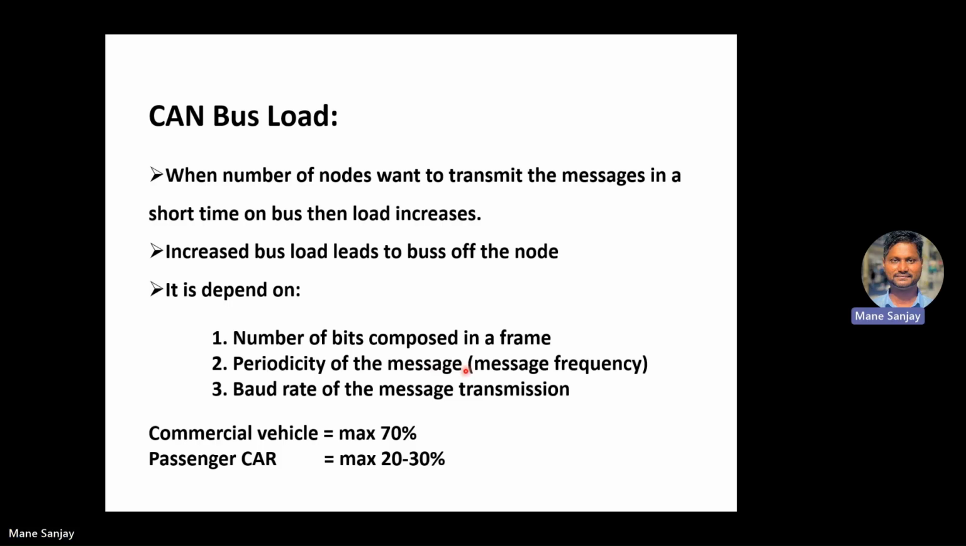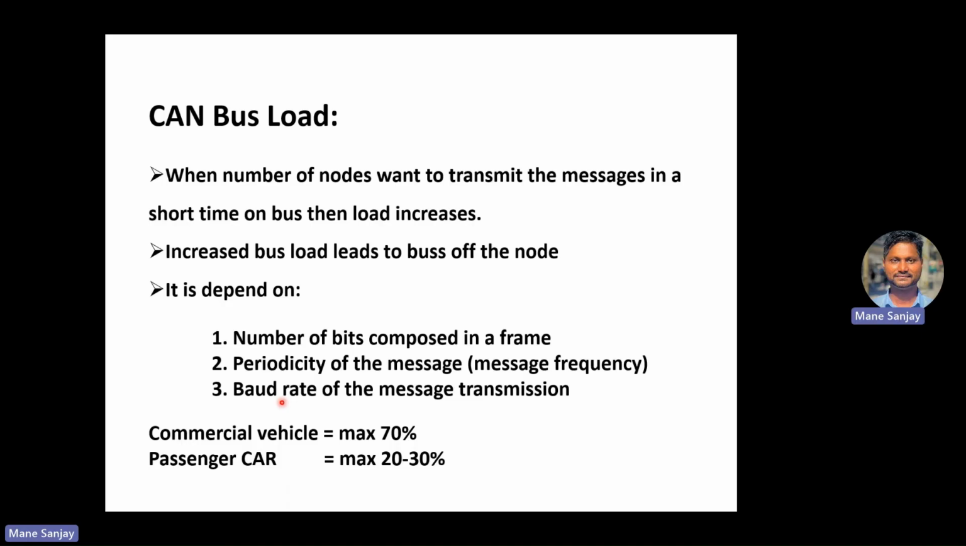Periodicity of the message is very important. If I am sending a message with the highest periodicity, that means 5 milliseconds or 1 millisecond, and another message is 100 milliseconds or 1000 milliseconds, that means 1 second, then that is a low periodicity. With the highest periodicity, compared to 100 and 1000, the bus load increases. Then the baud rate, on which baud rate you are communicating. CAN supports 125 kbps to 1 Mbps. If you are at the higher end, again the bus load increases.